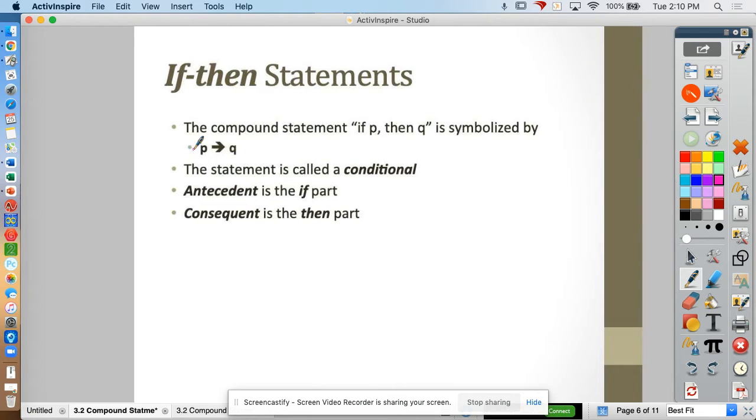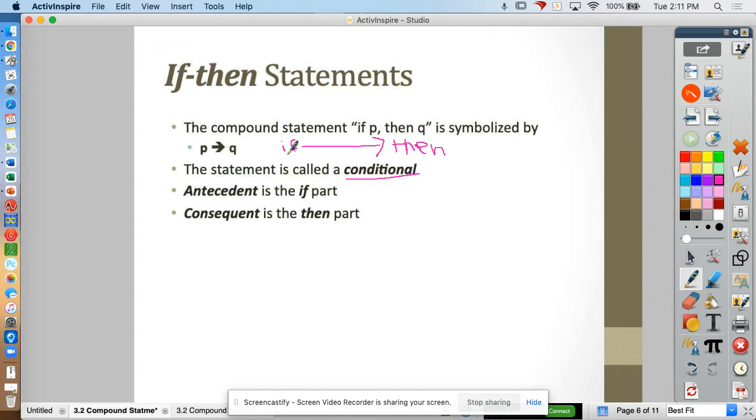Okay, the next one here is the if-then statement. So the compound if-then is an arrow. This arrow always points to the right. So it always goes this way. The if part is in front, and the then part is after the arrow. All right. And this one is called a conditional statement.